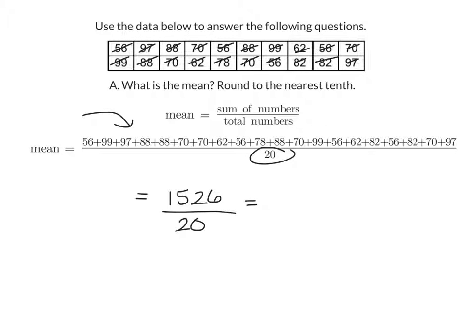Now we'll take 1,526 and divide by 20, and we get a value of 76.3. And that value is already rounded to one decimal place, so that is our final answer. The mean, or the average, is 76.3.